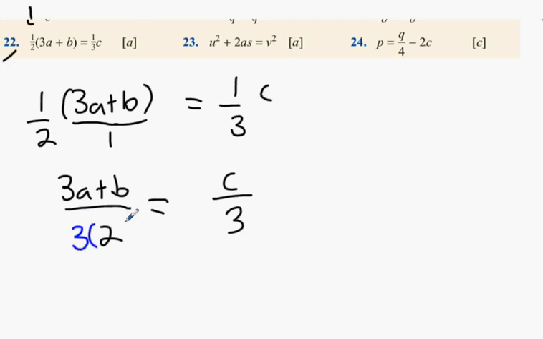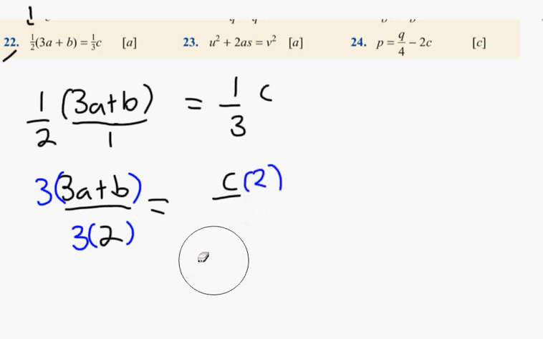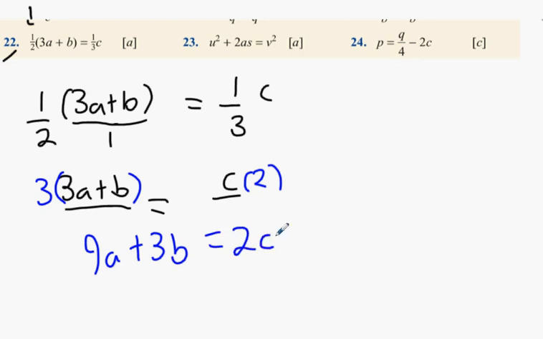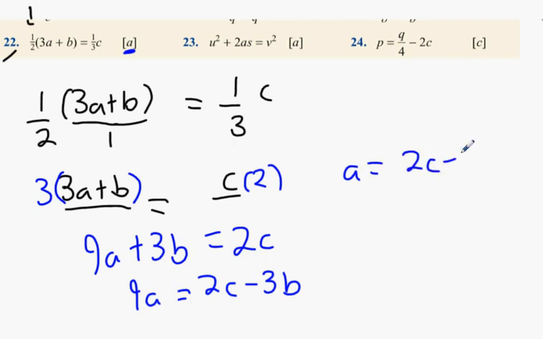3 on top, 2 on the bottom. The bottom no longer matters or exists. 9a plus 3b equals 2c. I haven't even read the question yet. Which one are we after? A. Didn't have to read it. I know I'm always getting rid of the fractions. Now I know that I need to get 2c minus 3b, looking for a, and then divide by 9. Everybody cool with that? Okay. 22 done.